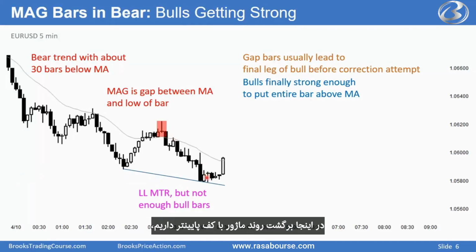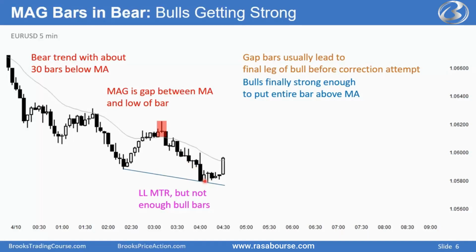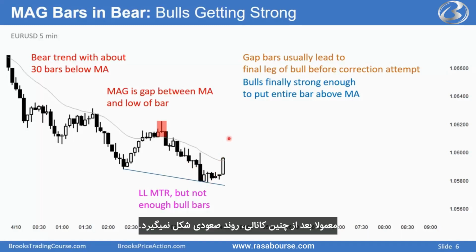Lower low major trend reversal, but a tight bear channel with a lot of bear bars. Here we have about 7 bars without a bull body. Usually that's not going to lead to a bull trend. Usually the market will need some kind of a double bottom with this low.